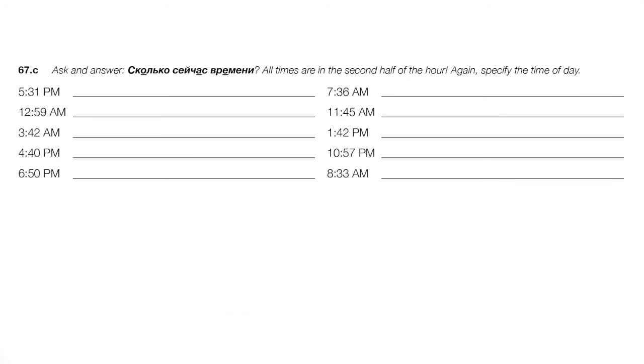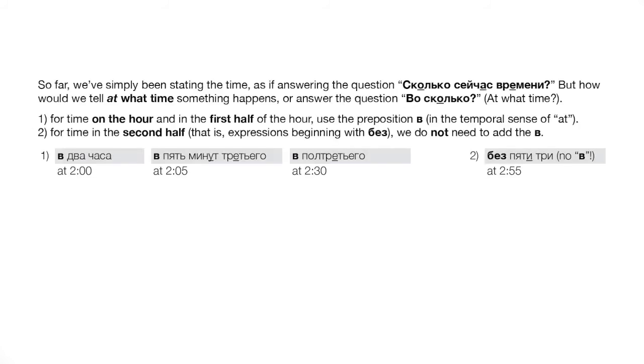Okay, so that does it for telling time. So the worst is over. Now, one question you may have is how do we tell at what time something happens, right? So far, we've just simply been stating the time as if answering the question, сколько сейчас времени? Basically the forms we've been given, we could say that they're basically nominative, right? They're just the basic forms of the number followed by whatever we require.